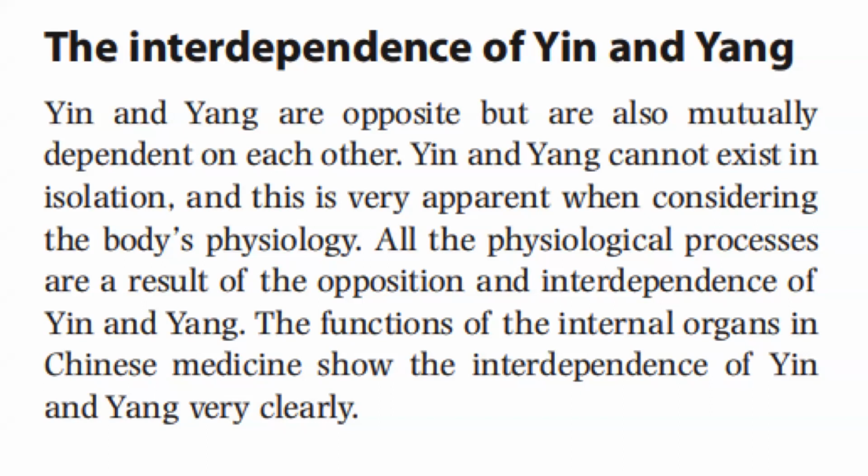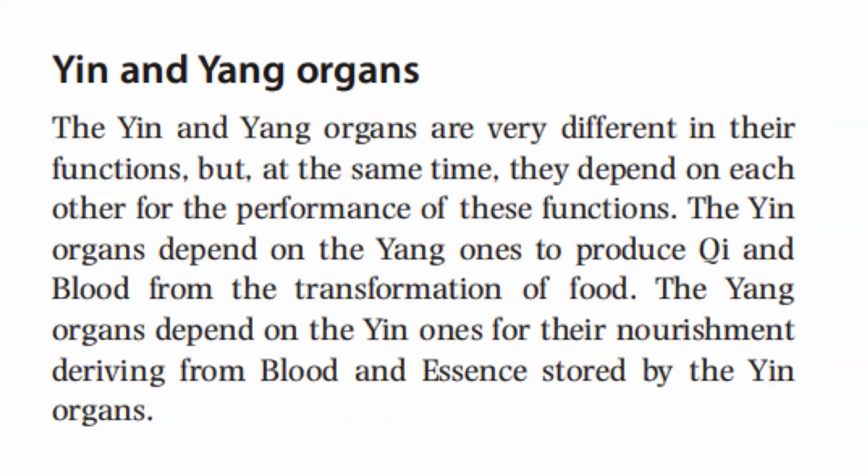All the physiological processes are a result of the opposition and interdependence of Yin and Yang. The functions of the internal organs in Chinese medicine show the interdependence of Yin and Yang very clearly. The Yin and Yang organs are very different in their functions, but at the same time, they depend on each other for the performance of these functions. The Yin organs depend on the Yang ones to produce qi and blood from the transformation of food. The Yang organs depend on the Yin ones for the nourishment deriving from blood and essence stored by the Yin organs.